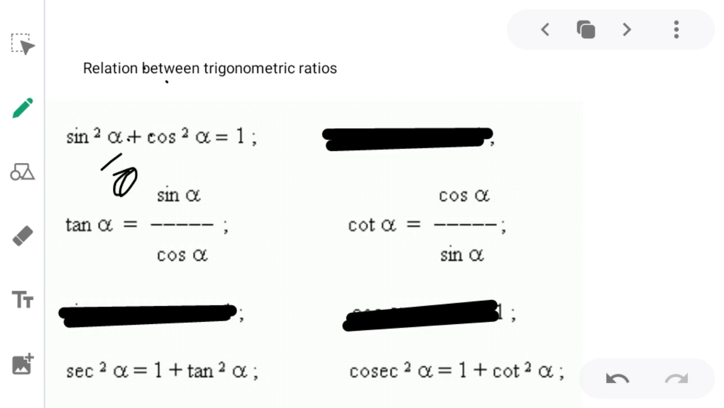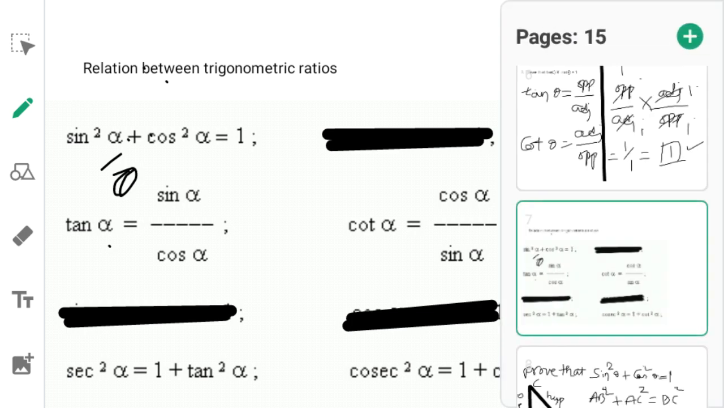Next, tan theta, I can treat alpha as theta. Tan theta equals sin theta by cos theta. Cot theta equals cos theta by sin theta. Sec square theta equals 1 plus tan square theta. Cosecant square theta equals 1 plus cot square theta. In the next topics, I am going to prove these trigonometric ratio relations.